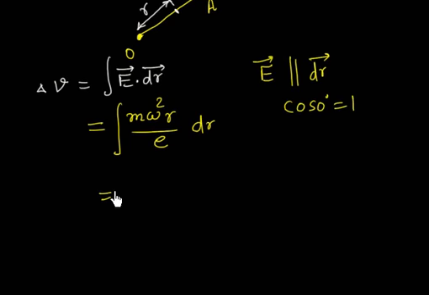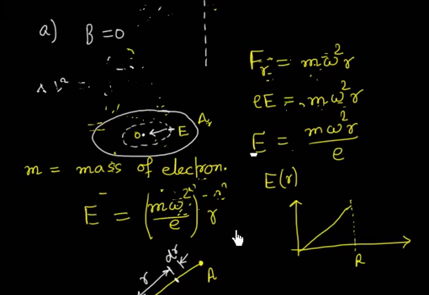So now if I calculate, I have to integrate this from 0 to a. If I integrate this, it becomes m omega square E divided by 2, and the integration gives a square. So this is the potential difference between the center and the rim. Are you getting or not? And now which will have higher potential? Let us try to see.